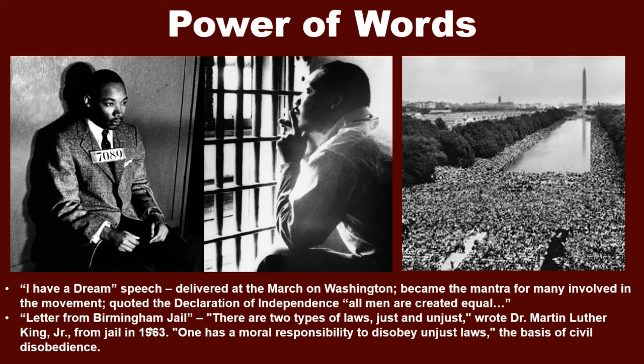And then he had his Letter from Birmingham Jail. This is where he gives the civil disobedience talk. He says there are two types of laws, those that are just and those that are unjust. So those that are fair and those that are not fair. And one has a moral responsibility to disobey the unjust laws. So this is things like Rosa Parks refusing to give up her seat on the bus in Montgomery. That law was unjust. So therefore, she had a moral responsibility to not follow that law.